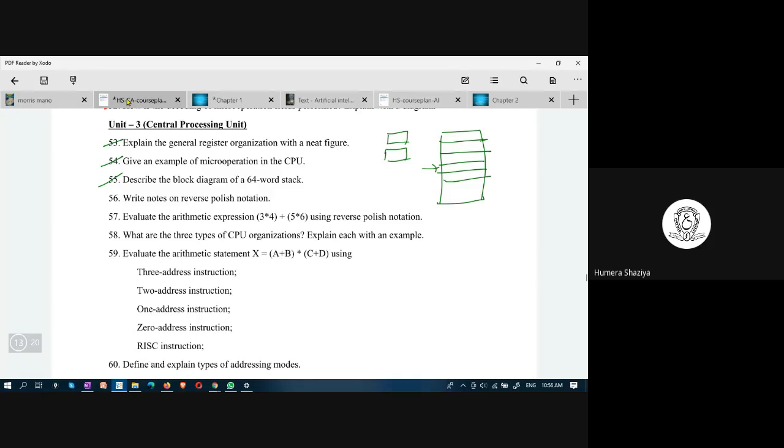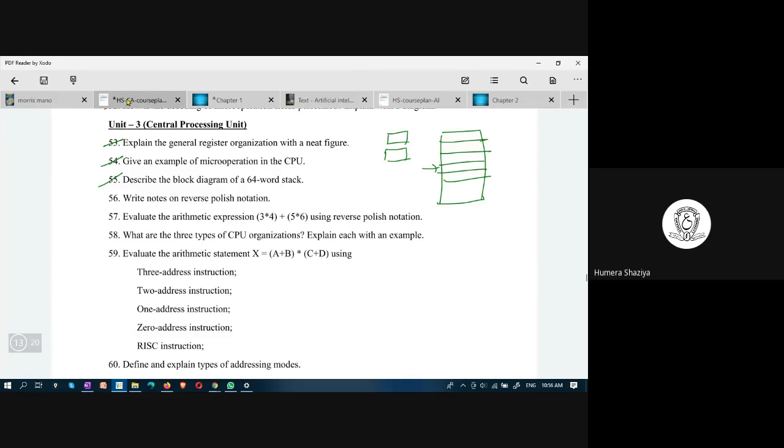Question number 56 is write notes on reverse Polish notation. What is reverse Polish notation? What is Polish notation? Ma'am, we will not use operators in between operands; instead we will use prefix or postfix. Prefix is also called Polish notation. No, postfix is called Polish notation, and reverse Polish notation is prefix.